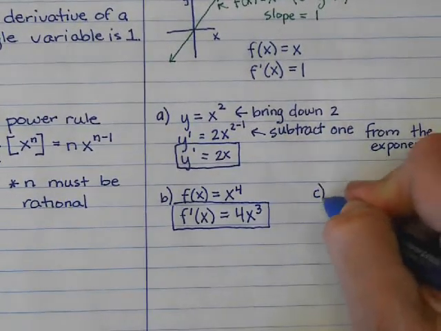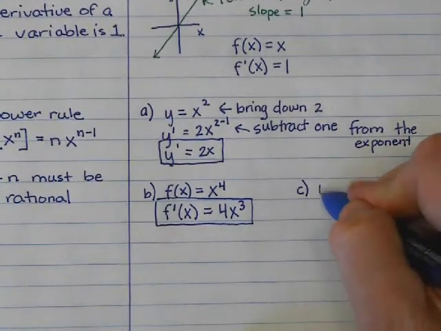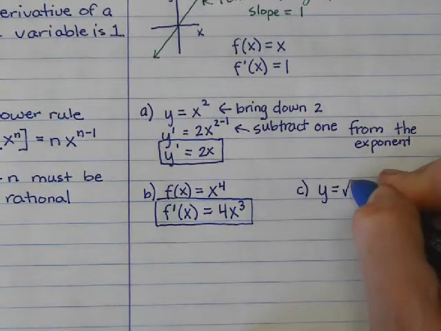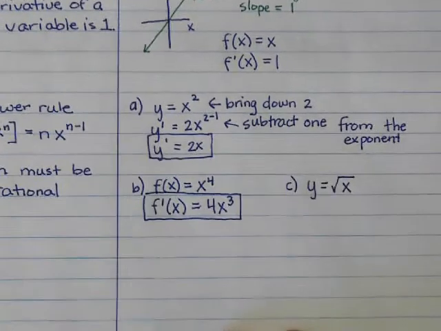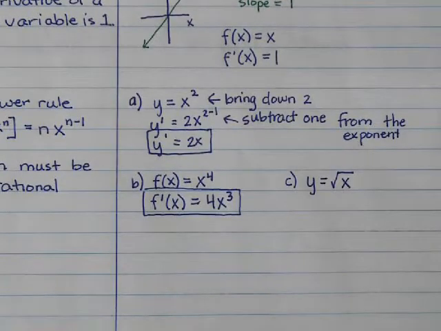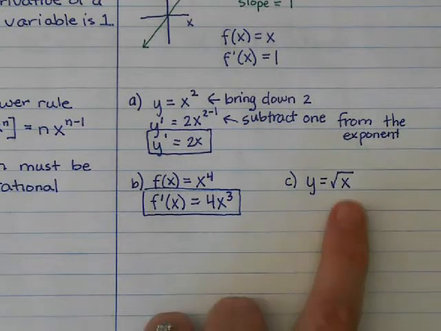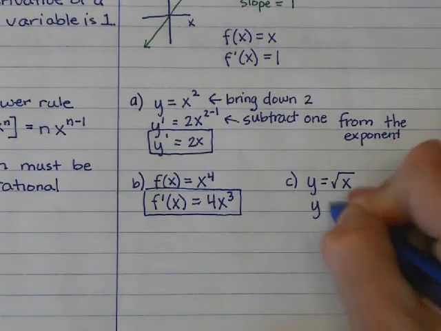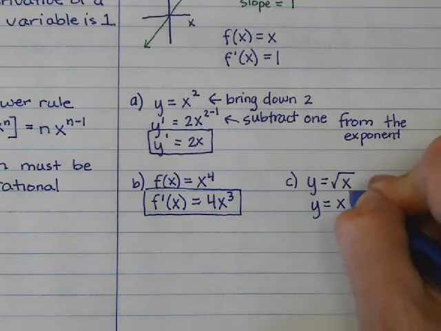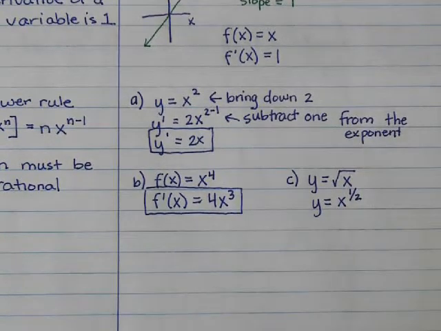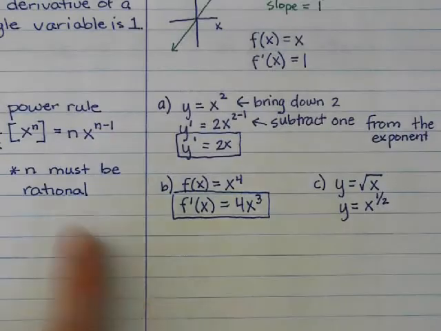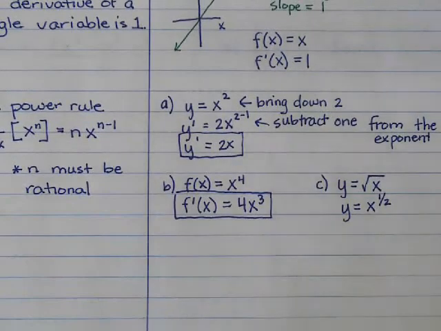Okay, I'm going to put c over here. Let's say I have y equals the square root of x. So it doesn't necessarily look like the power rule, but we always want to rewrite that as y equals x to the 1/2. Okay, so that's a rational number. Rational number just means it can't be irrational. It can't be pi, the square root of 2, something like that.